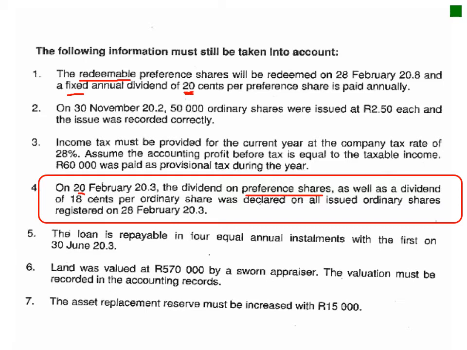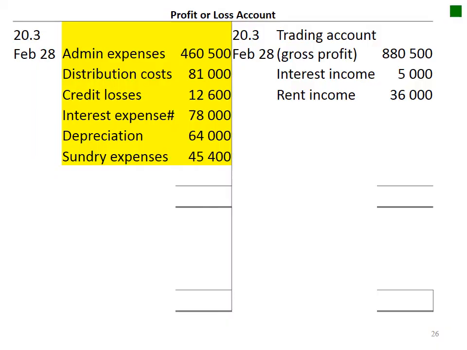And the following information must still be taken into account. It means this hasn't been taken into account. So we're going to need to calculate the amount of this dividend on preference shares. We're not going to call it a dividend, we're going to call it interest, because the redeemable preference shares are like a loan or a liability.